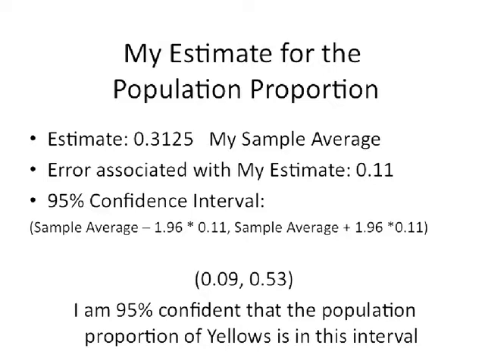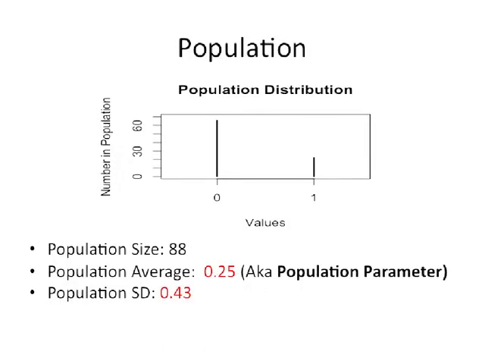So I spent a long time yesterday creating your populations. Let me show you what your population is. That's your population. There were 66 non-yellow Starbursts in that population of 88, and there were 22 yellow. So 22 divided by 88 is 0.25. Your populations were all identical in that they all had the same size and the same number of yellows. They were not the same in terms of the numbers of orange, reds, and pinks.